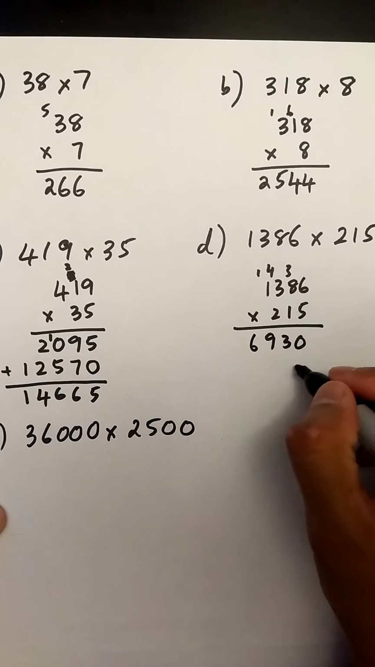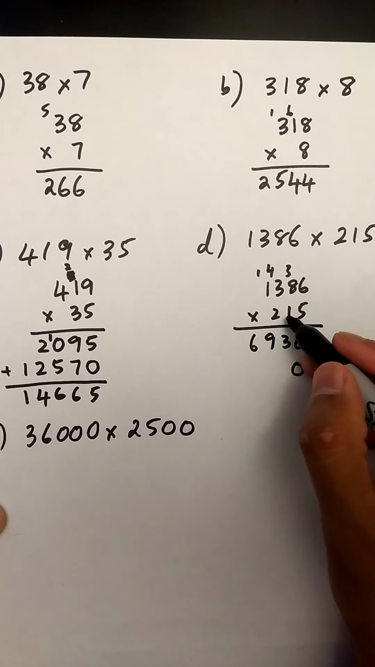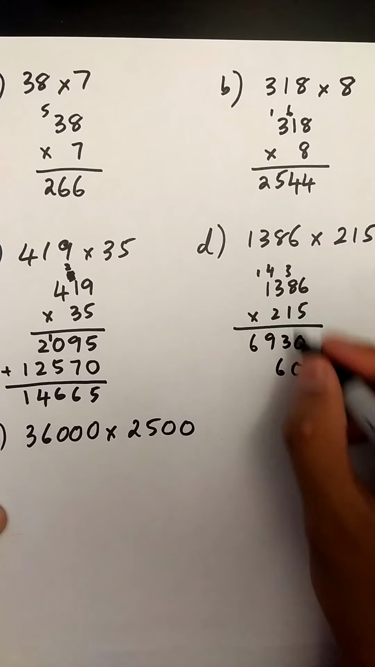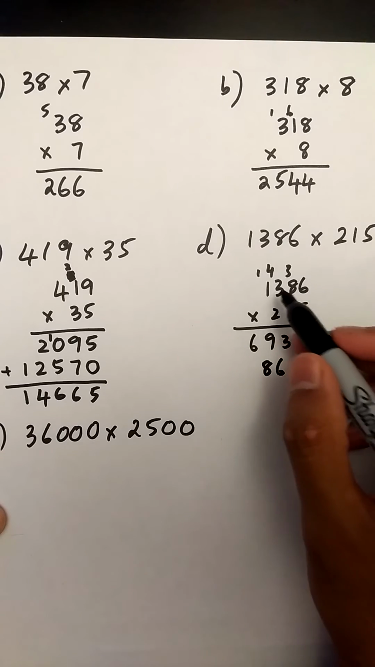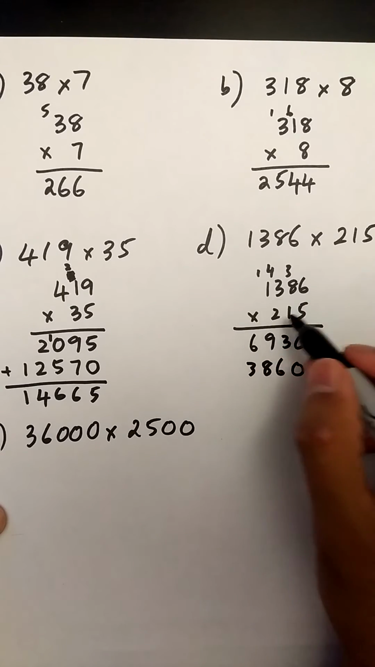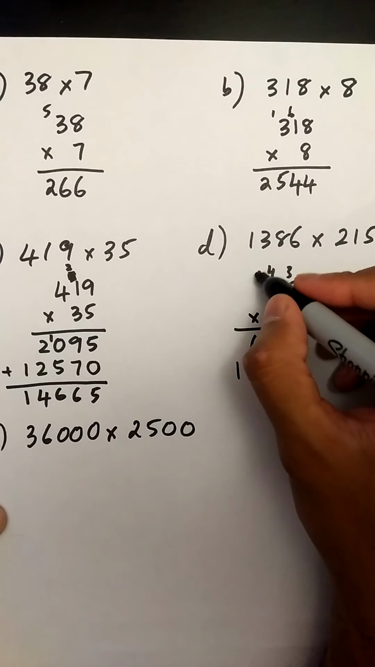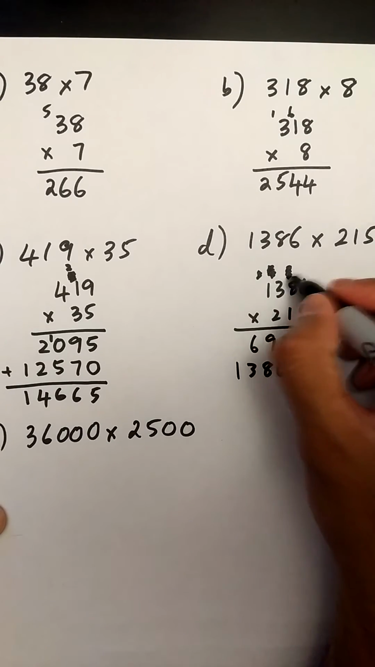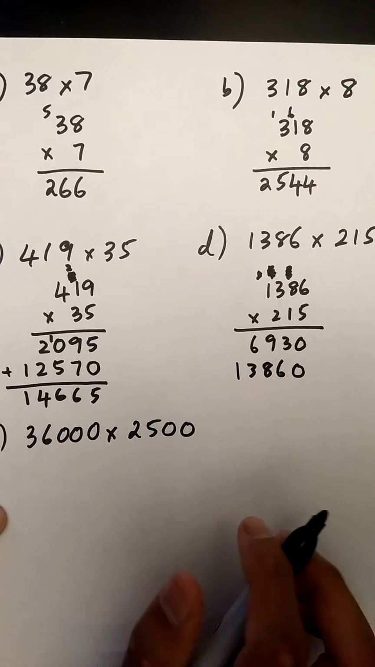My second number, I'm going to first add my 0. 6 times 1 is 6. 8 times 1 is 8. 3 times 1 is 3. 1 times 1 is 1. And technically you should have cancelled these off before, but because no numbers carried over, it didn't really matter.